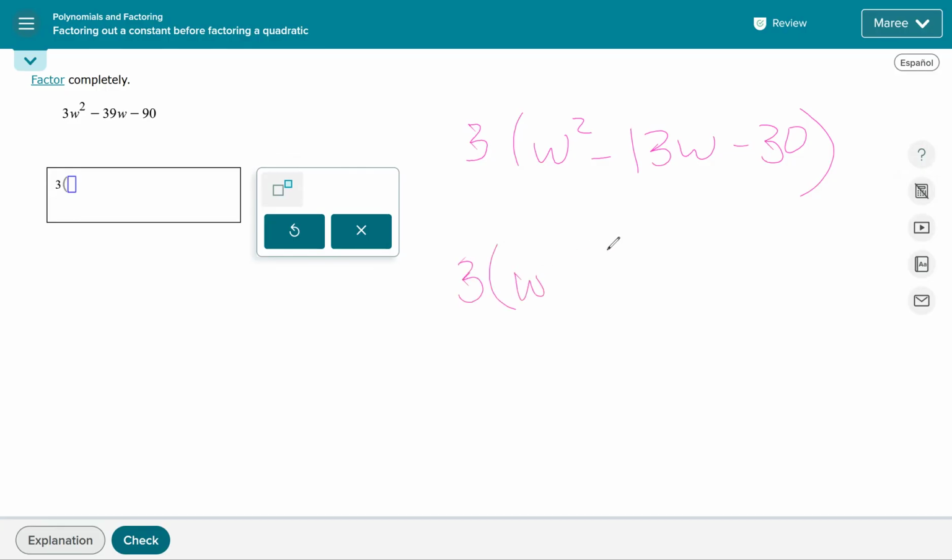We have w. Now we need 2 numbers that multiply to negative 30, but, oh, 3 and 10. No, because one has to be negative. 15 and 2. The 15 should be negative, so we get negative 13w plus 2 will give us negative 13 for our middle term.